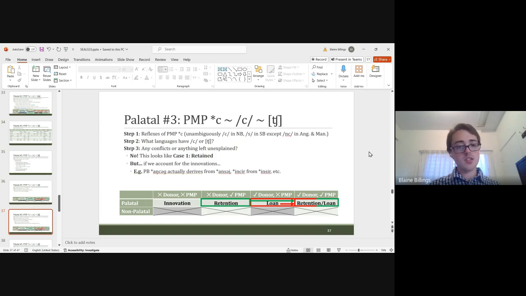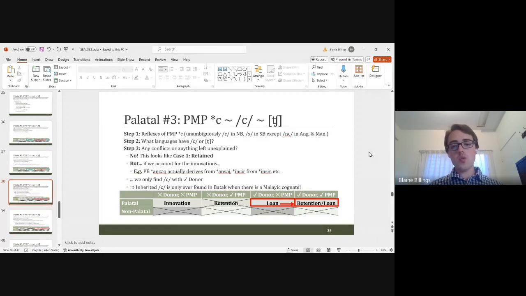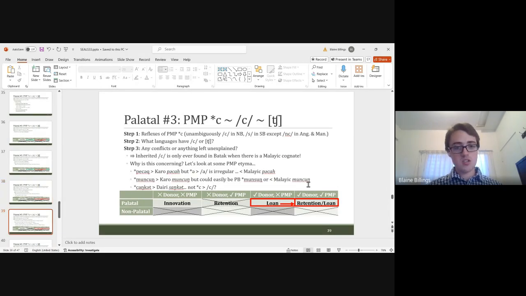Okay, but if we account for the innovations, like S becoming C after N, or T becoming C before I, then we actually only ever find C from a PMP etymology when there's also a donor language. Meaning, inherited C is only ever found in Batak when there is a Malaic cognate, which is strange, right? Why is this concerning? Let's look at some PMP etyma.